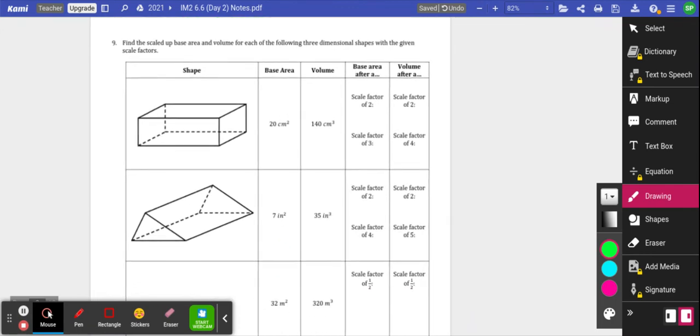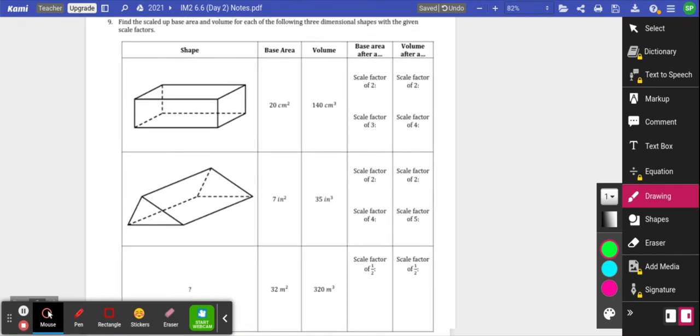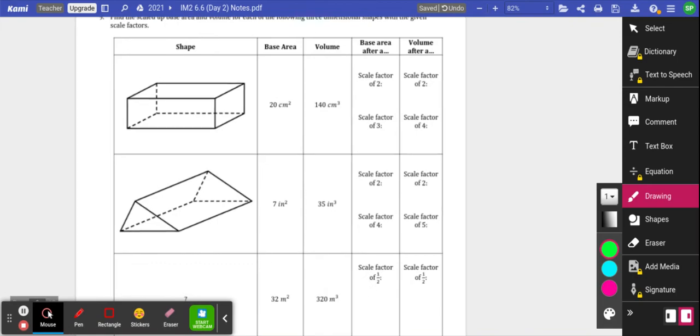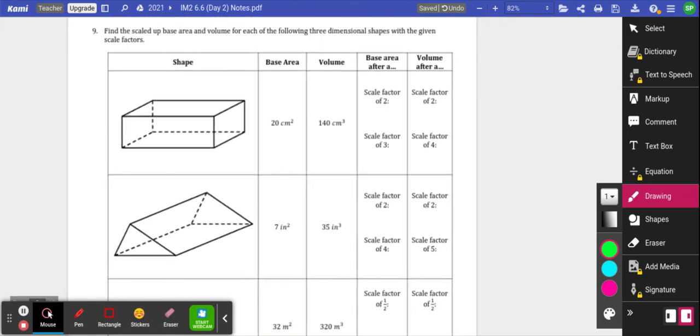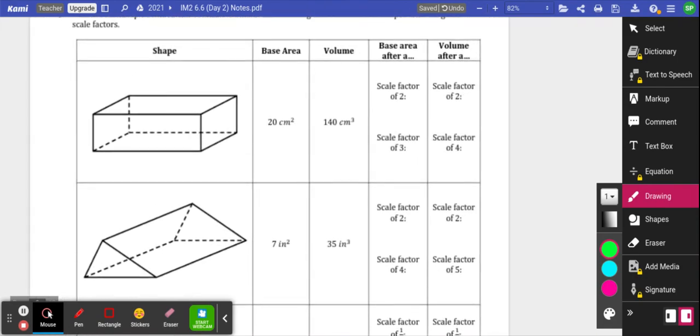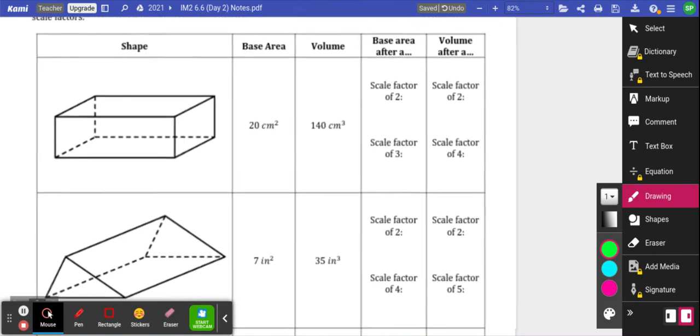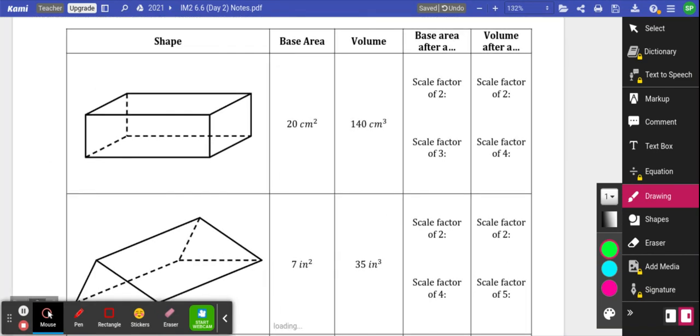So this next page is just some quick practice here. It says find the scaled up base area and volume of each of the following three-dimensional shapes with the given scale factors. So once again, we have a rectangular prism. We have our base area of 20 and our volume of the entire figure being 140 centimeters cubed. So we have to find our base area after we have, over here on the right hand side, a scale factor of 2.